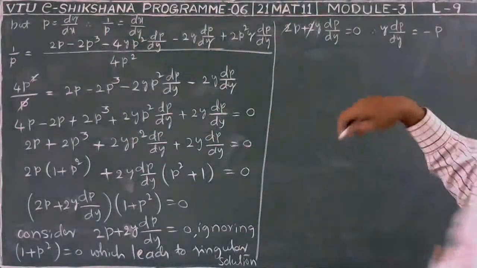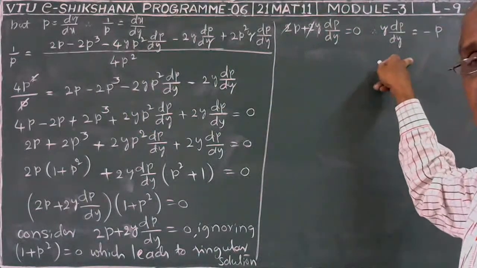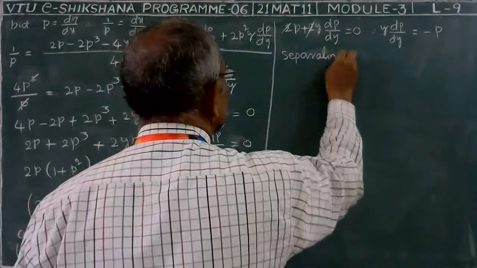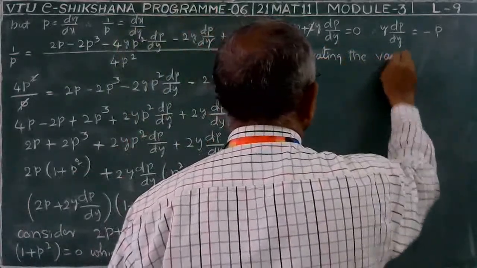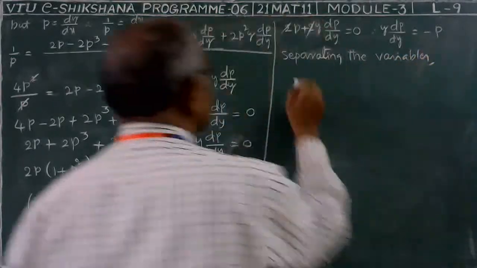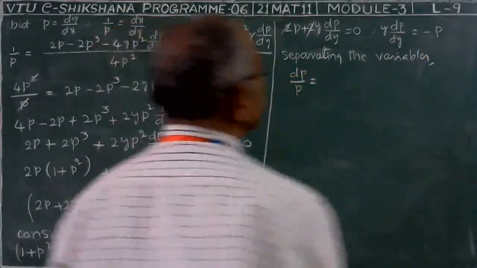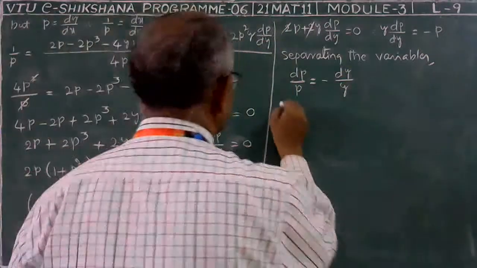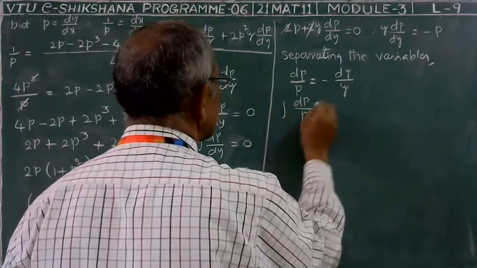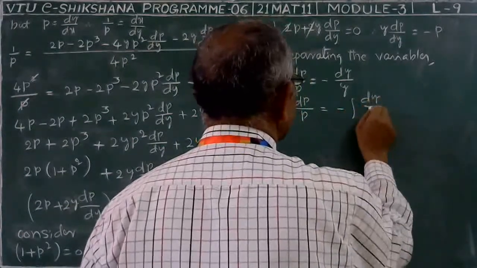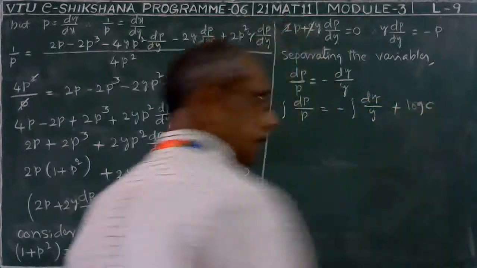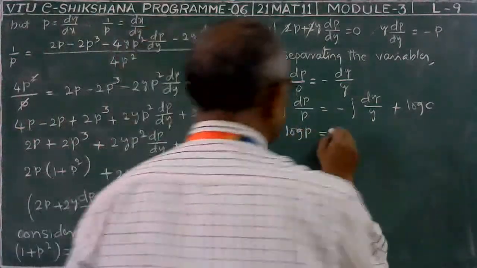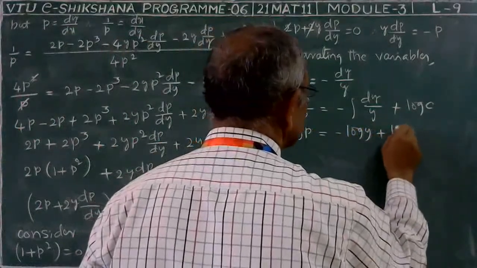So this is the first order differential equation, which can be solved easily by separating the variables. Separating the variables, we have dp by p is equal to minus dy by y. Therefore, its solution is the integral of each side: integral dp by p is equal to minus integral dy by y plus, let me consider the integral constant as log c. So integration of dp by p is log p is equal to minus log y plus log c.